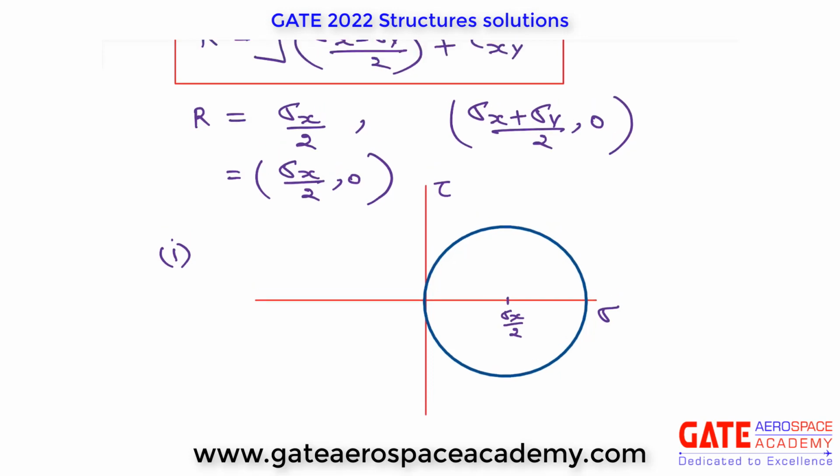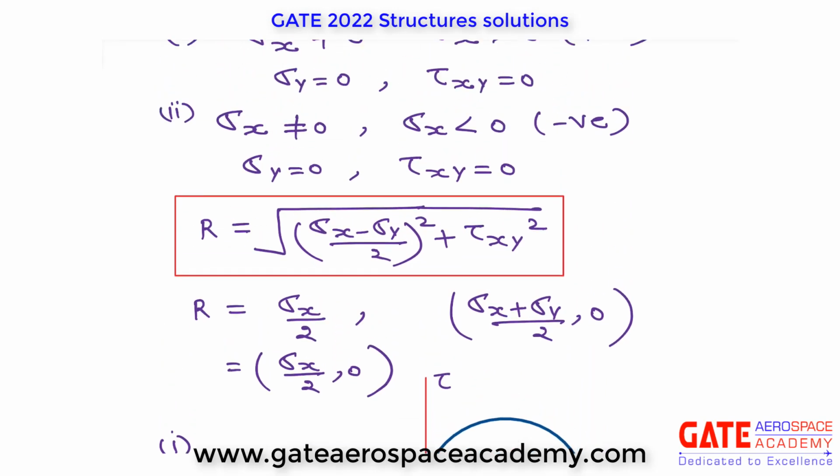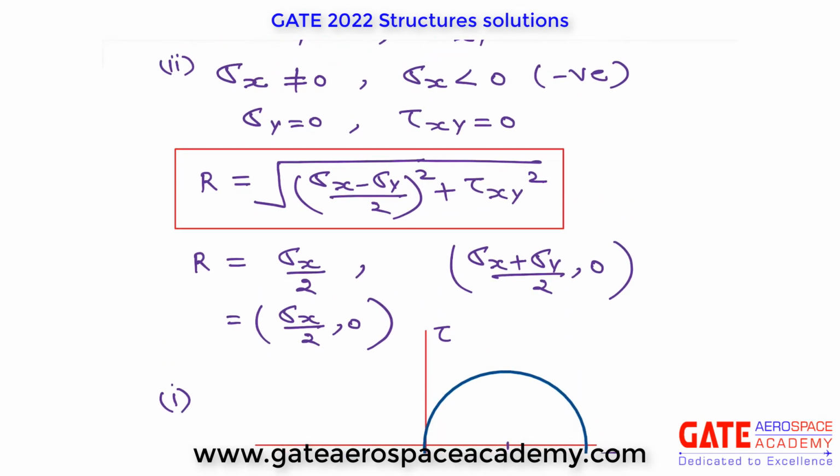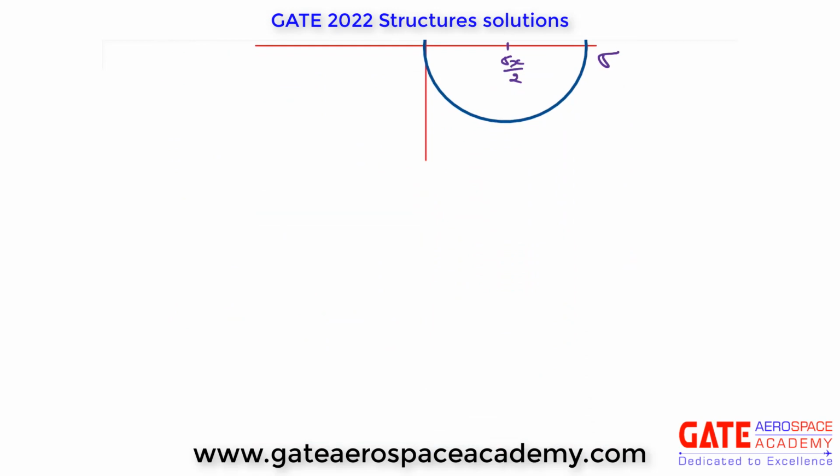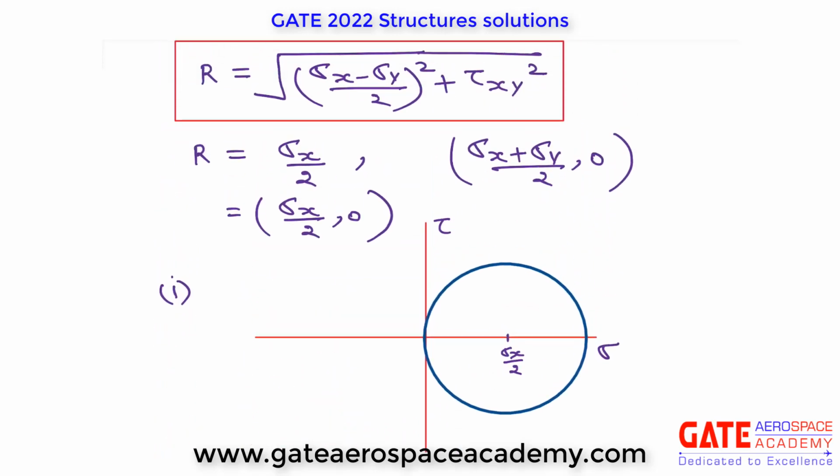Now for case 2, for the fiber below the neutral axis, sigma x is negative, sigma y is again 0, tau xy is again 0. So for case 2, radius of Mohr circle is equal to again sigma x by 2 and center location will be minus sigma x by 2 comma 0. So again we have used the same formula.